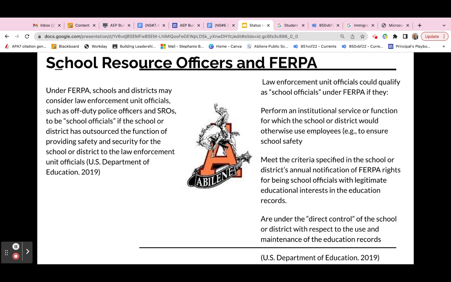So law enforcement unit officials could qualify as school officials under FERPA if they perform an institutional service or function for which the school or district would otherwise use employees to ensure school safety. To meet the criteria specified in the school or district's annual notification of FERPA rights, they must be school officials with a legitimate educational interest, and they must be under the direct control of the school or district with respect to the use and maintenance of those education records. And that is from the U.S. Department of Education in 2019.